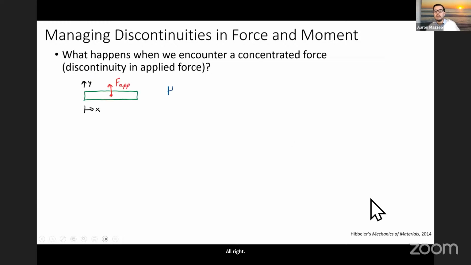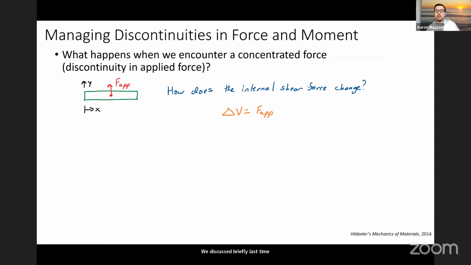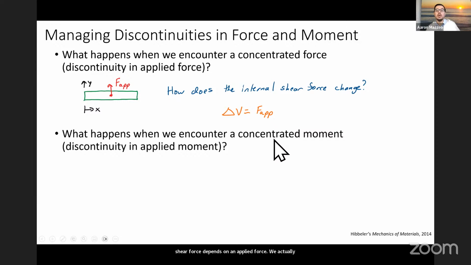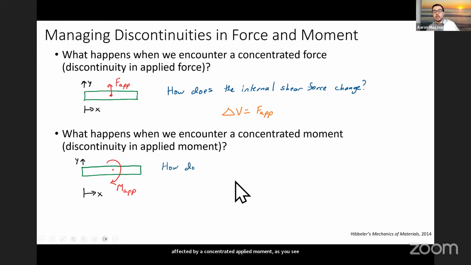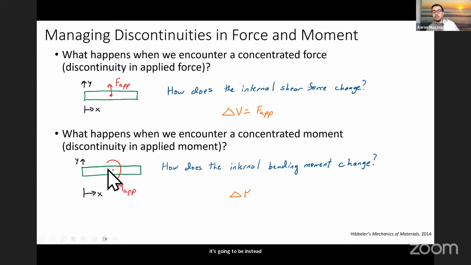We discussed briefly last time how the internal shear force depends on an applied force. We actually derived it, and it's a jump. We also described how the internal bending moment is affected by a concentrated applied moment, as you see here, and it's going to be another jump. Instead, delta M is equal to M F. And as we discussed in class, this looks a little strange because it's negative.